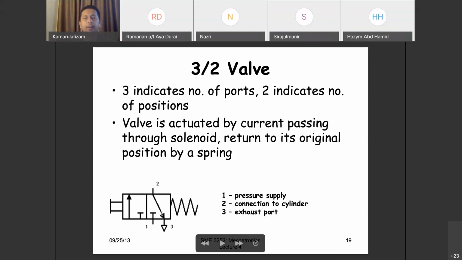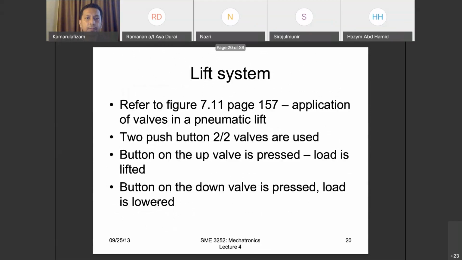Flow here means it can be fluid, it can be air. Okay.